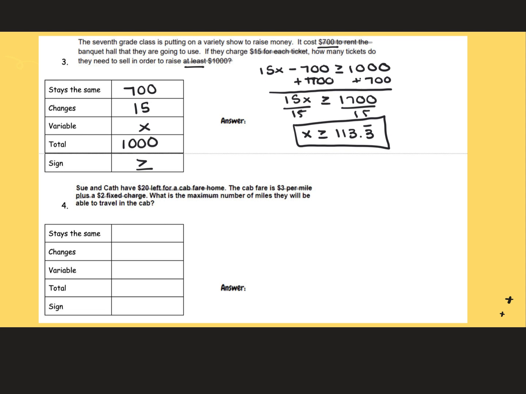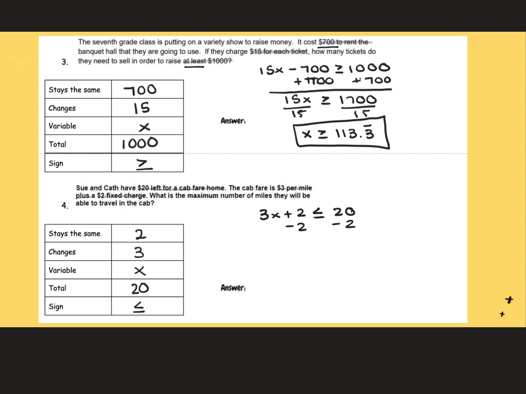So what stays the same is going to be the fixed charge of $2. What changes is the $3 per mile. Our variable x, or any variable that you would like. Our total $20 because that's all they have. And then we have maximum, less than or equal to, because their cab fare home can't be more than the $20 that they have. All right, so we have 3x plus 2 is less than or equal to 20.